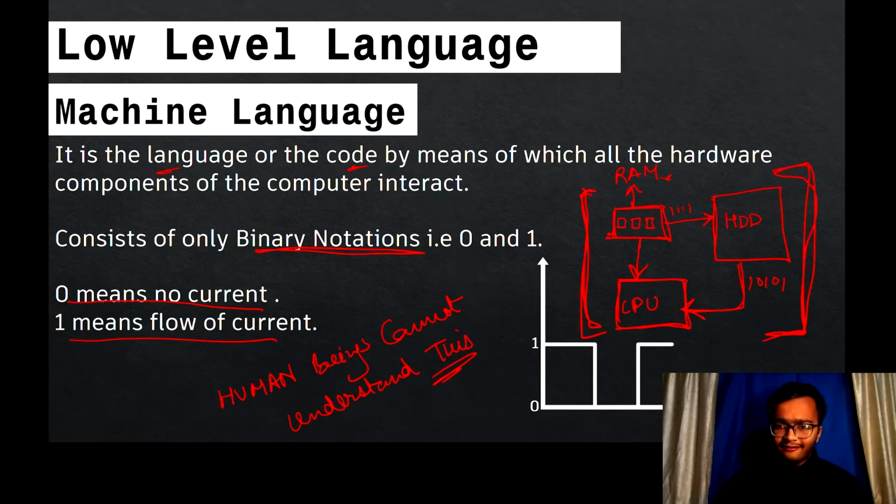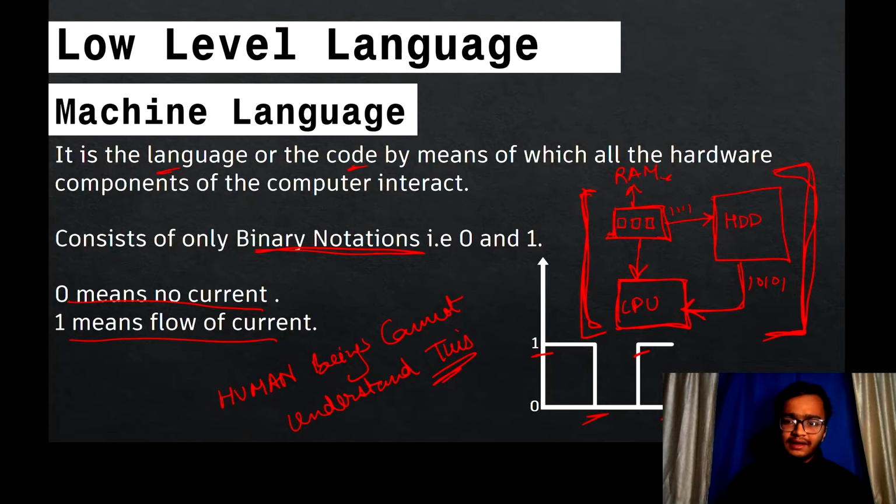So if you draw a graph of the communication line, 1 means current is flowing, 0 means no current is flowing. Again 1 means current is flowing, 0 means no current is flowing. So these voltage differences, current flowing, not flowing, are interpreted by different components in different ways. So they work accordingly. Okay, so this was about machine language. We just got a brief understanding that it is a language of the internal parts of the computer, right? The hardware components of the computer interact with themselves.